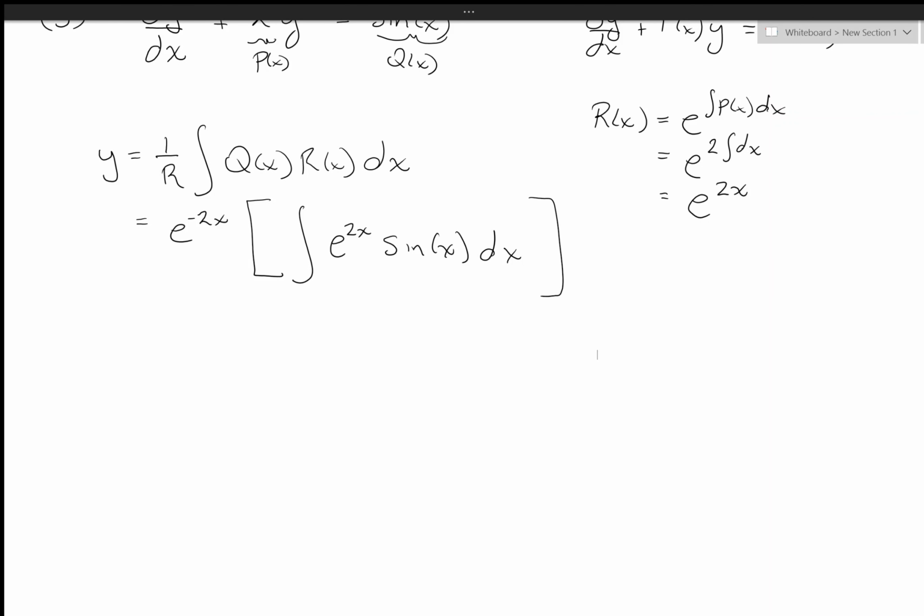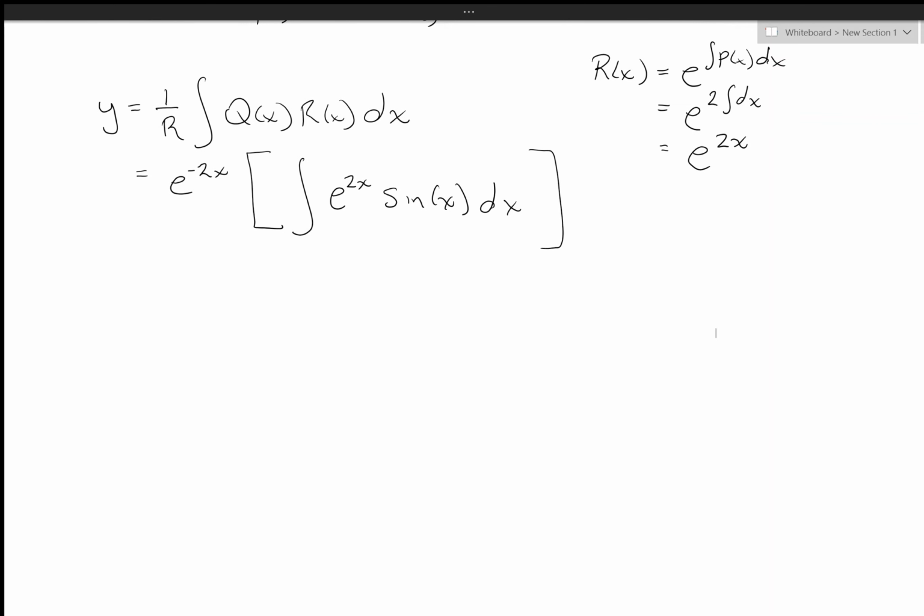Now this integral has a sinusoid in it, and we can't do a u substitution here because with e to the 2x and sine x, there is no derivative relationship between the two. So this really looks like we need to do an integration by parts to solve this. And oftentimes, whenever you have a sinusoid in an integration by parts, you often have to do it twice. So what I'm going to do is take this guy right here.